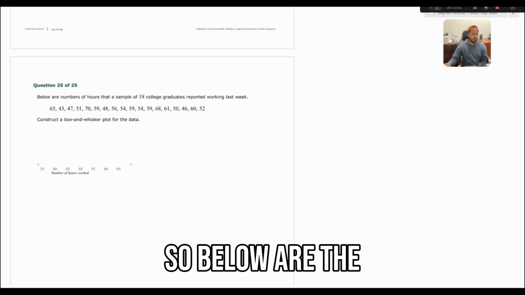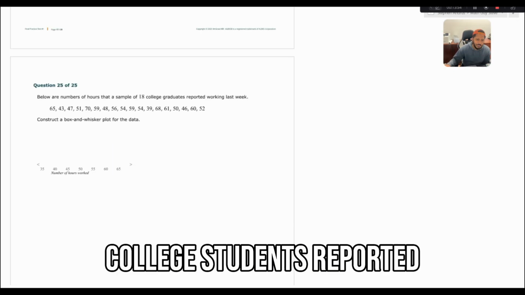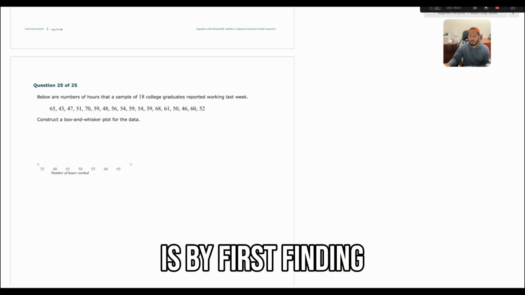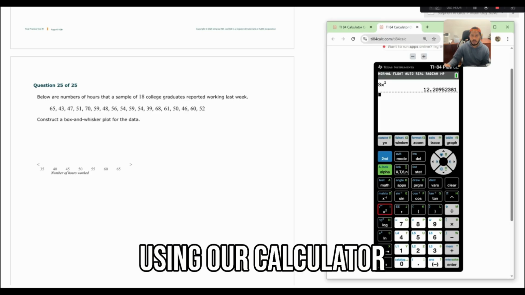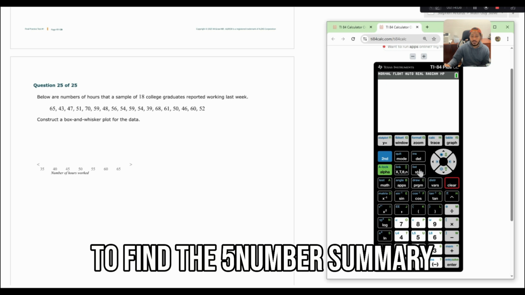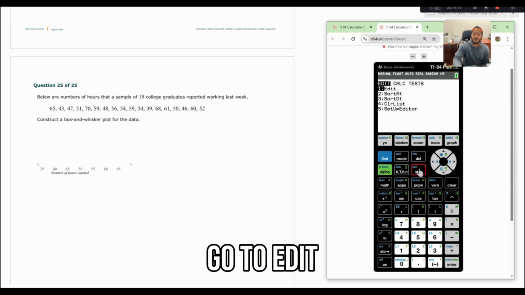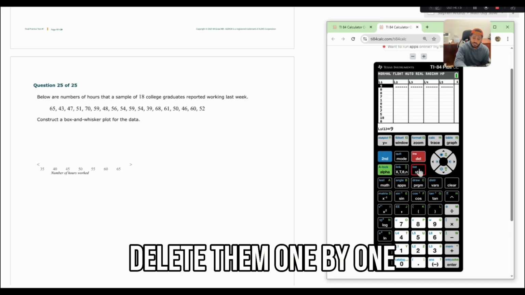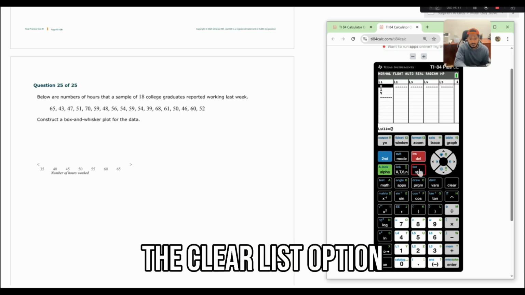All right, last one. So below are numbers of hours that a sample of 18 college graduates reported working last week. Construct a box and whisker plot. How we find that is by first finding the 5-number summary using our calculator. So to find the 5-number summary, press stats, go to edit, and put these numbers in a list. Now again, I have numbers in my list 1, so I'll just delete them one by one. Or you can use the clear list option. And then we type in our numbers.